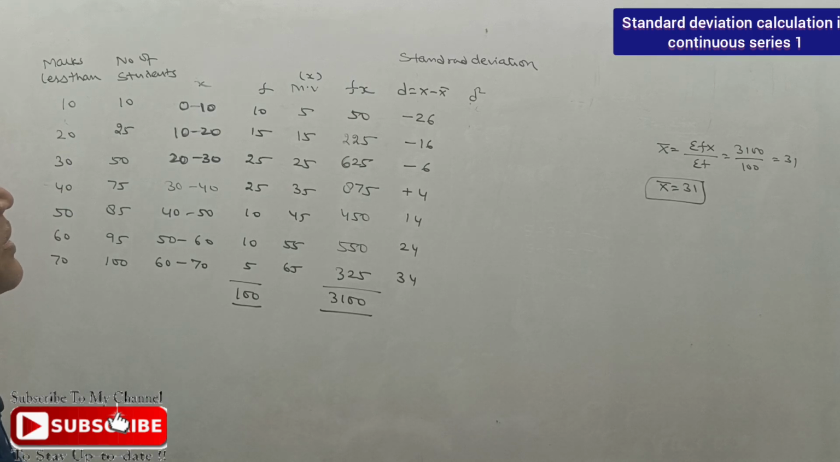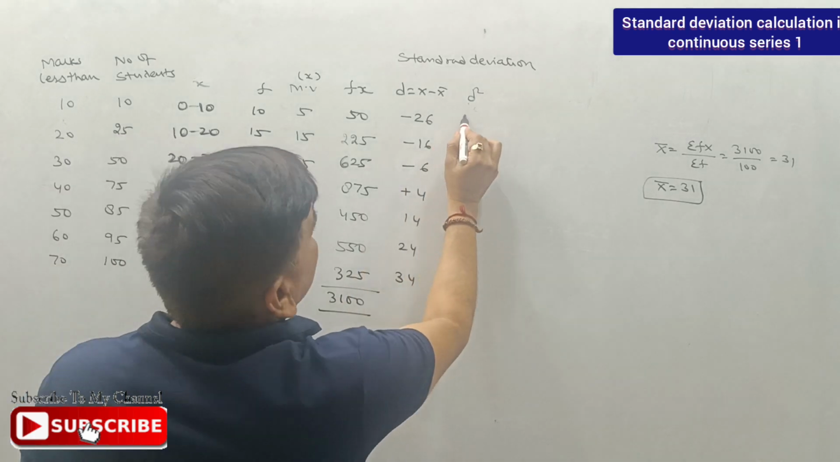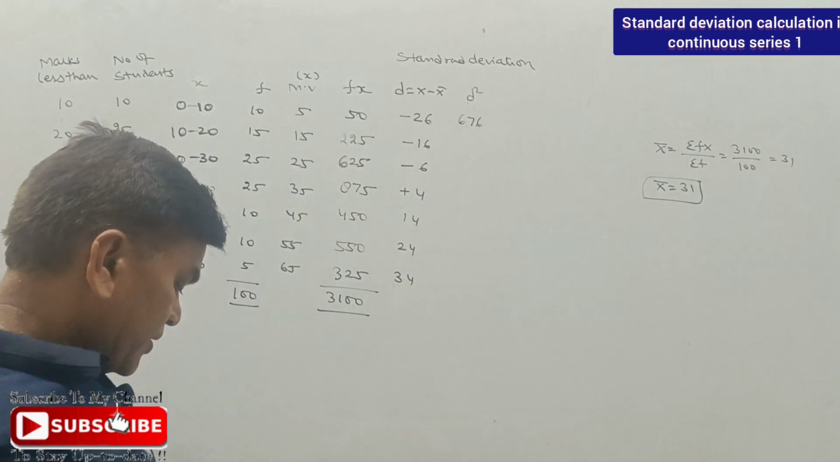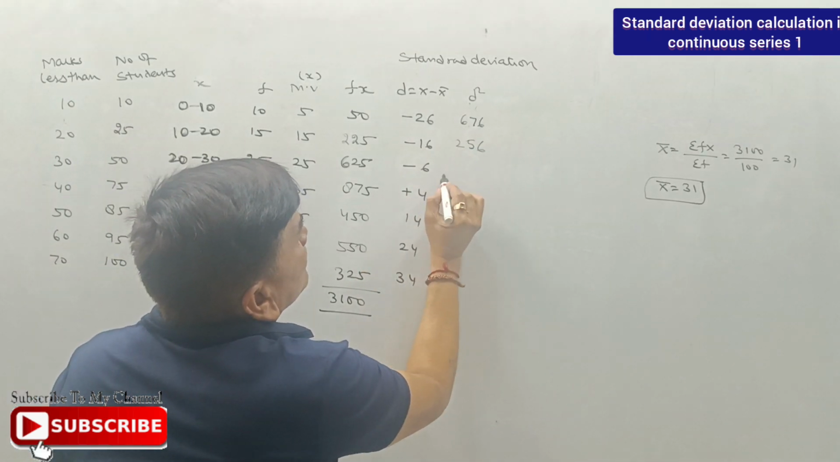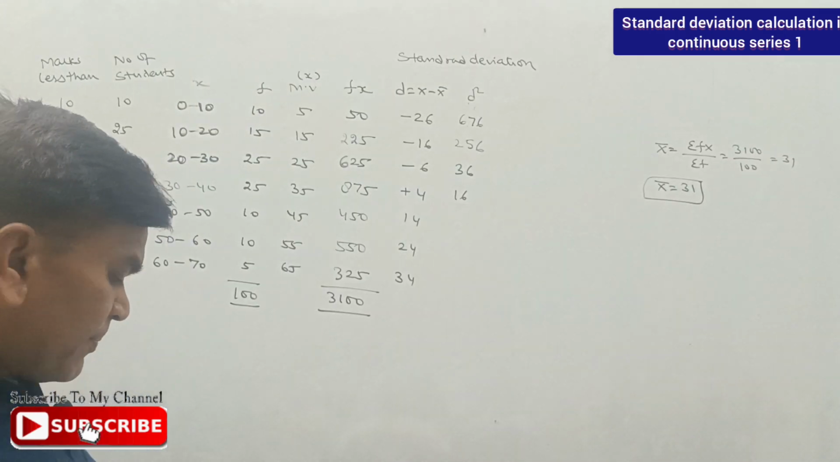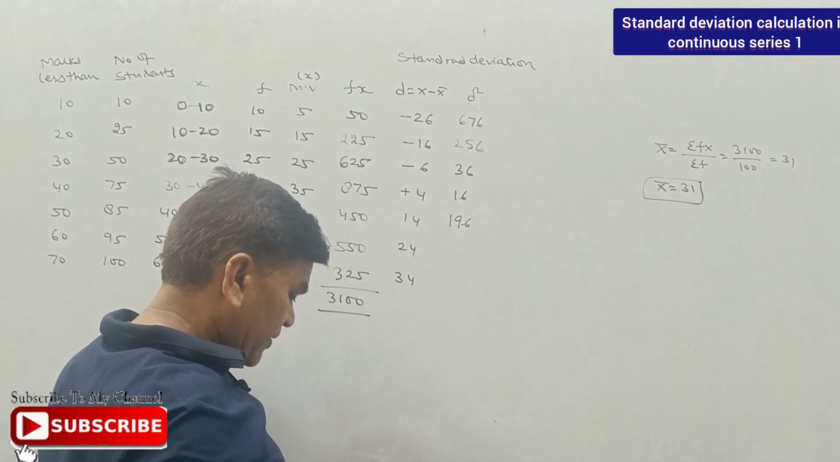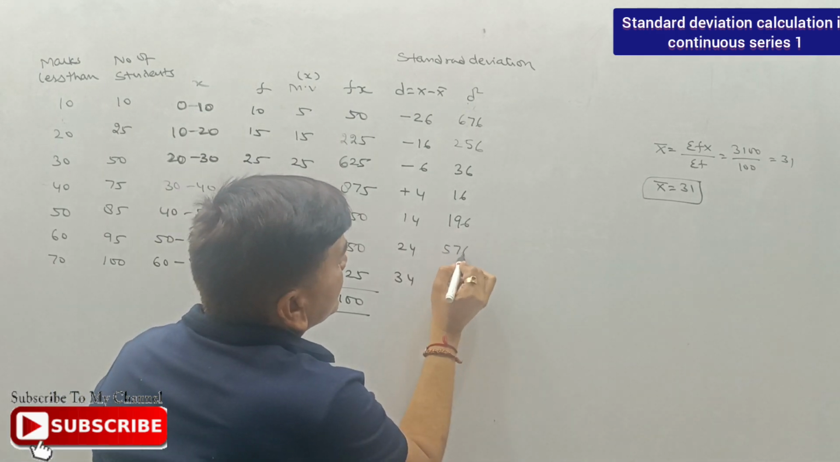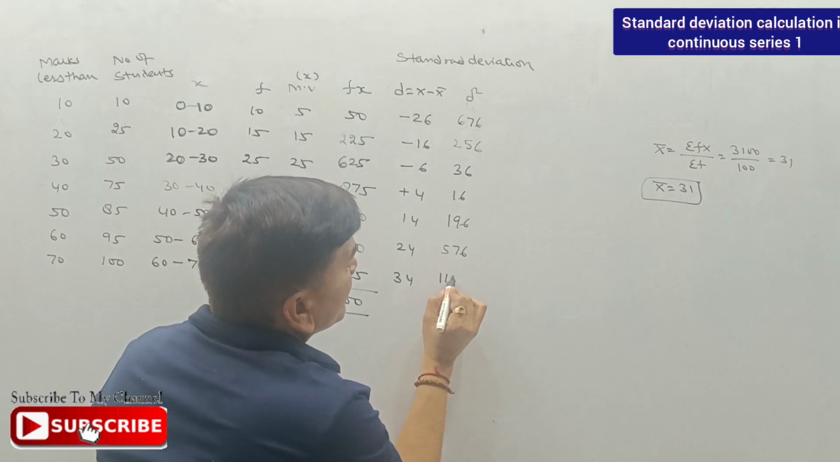The very first we want d and d square. So 26 multiply 26, that means 676. 16 multiply 16, that may be 256. That may be 36, that may be 16. 14 multiply 14, that may be 196. 24 multiply 24, 576. And 34 multiply 34, 1156.